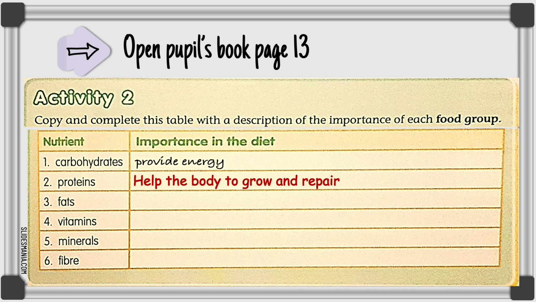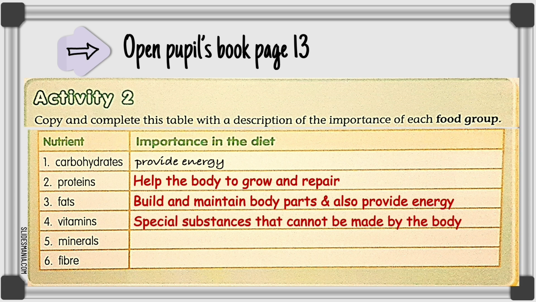Now, fats. What do you think fats do? Fats also provide us energy just like carbohydrates do. Yes, but also there is something. It helps to build and maintain body parts. And also energy, like I told you. Now, next one, vitamins. What is vitamins? It is the special substances which body cannot make, and we need it in very small amounts. Now minerals, I told you so many minerals have so many duties. So what do minerals do? I'll give you a clue. You know, iron, calcium. What does it do? Salt.